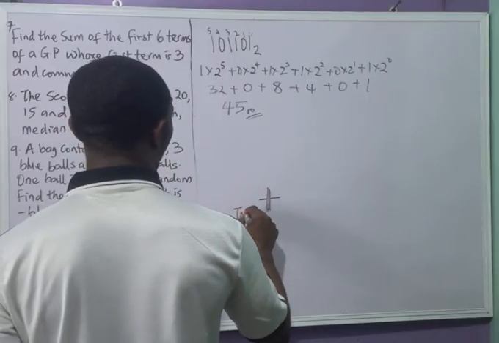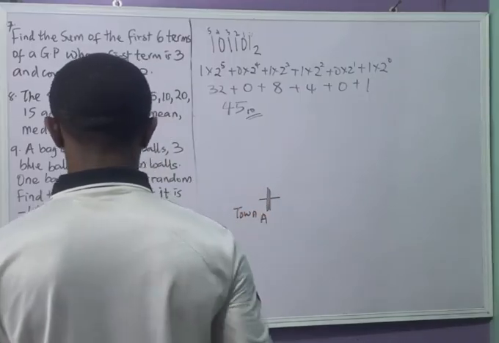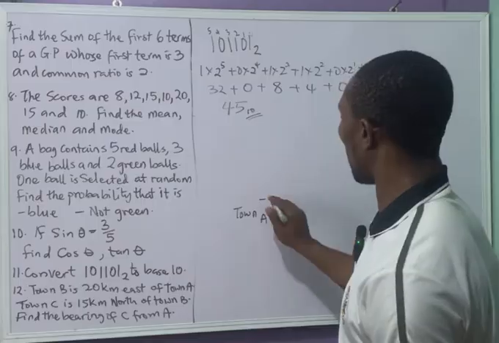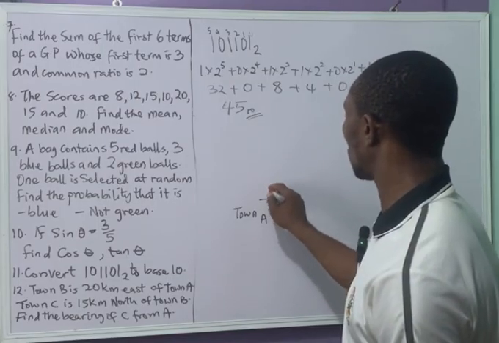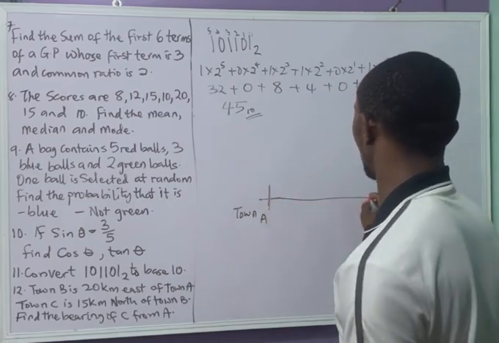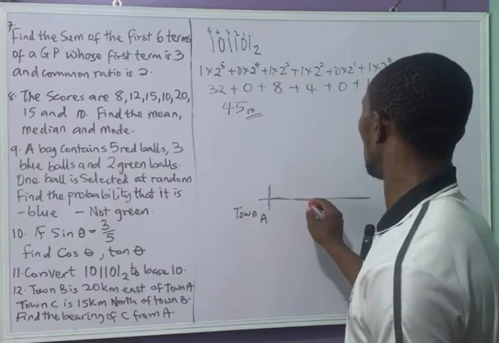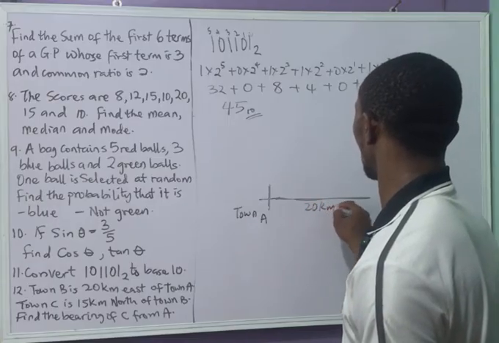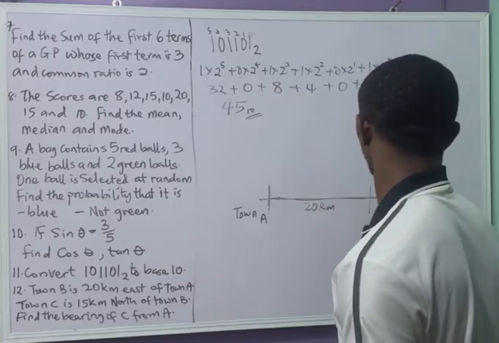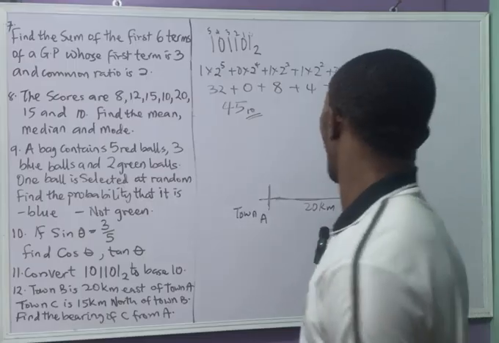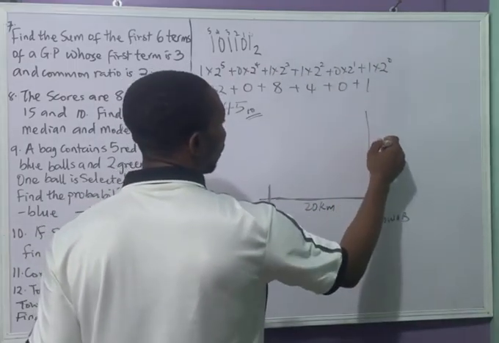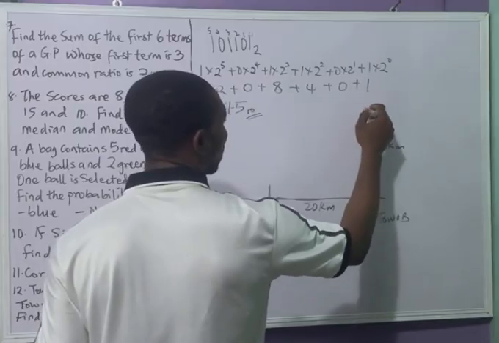This is town A. And they said B is 20 kilometers east. Remember, we have a north, west, east, and south. So 20 kilometers east is this way. This is 20 kilometers. So this is town B. And next we have C, north of B, 15 kilometers.